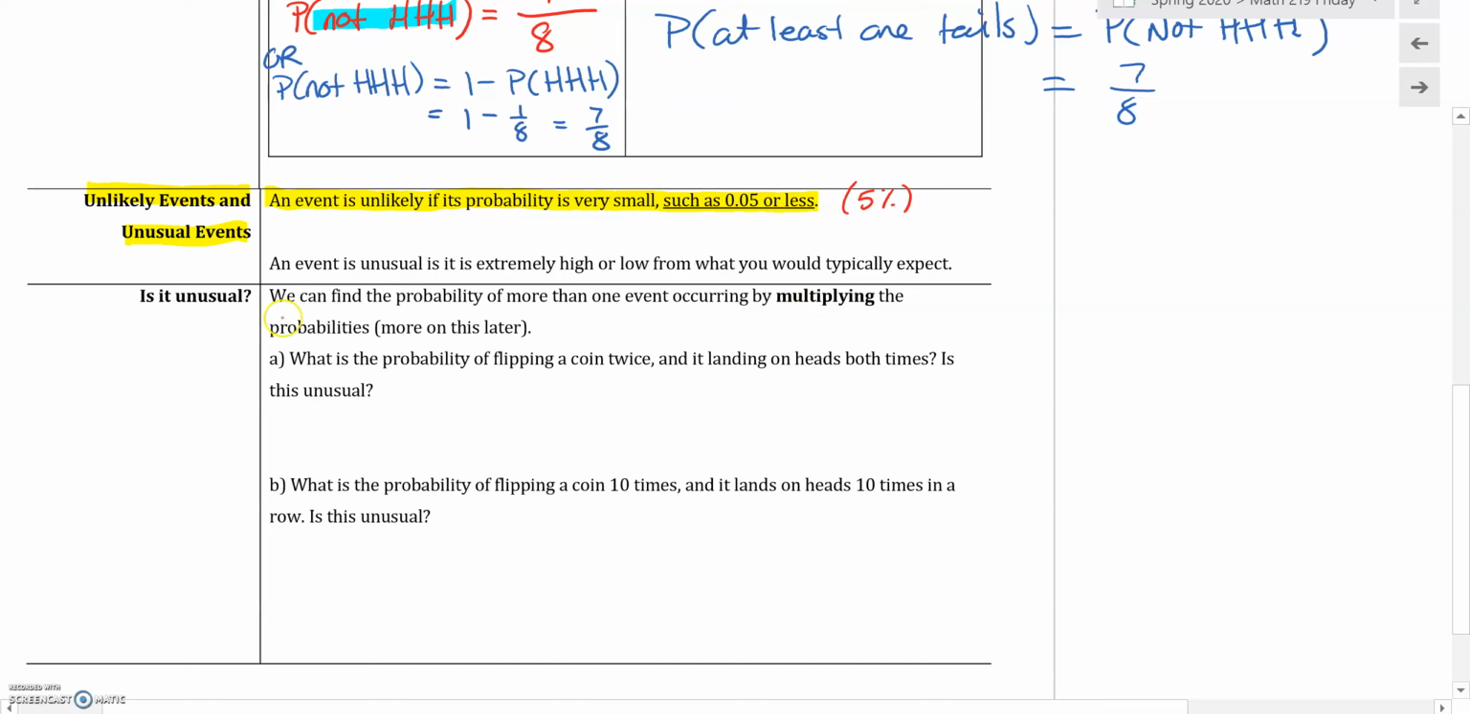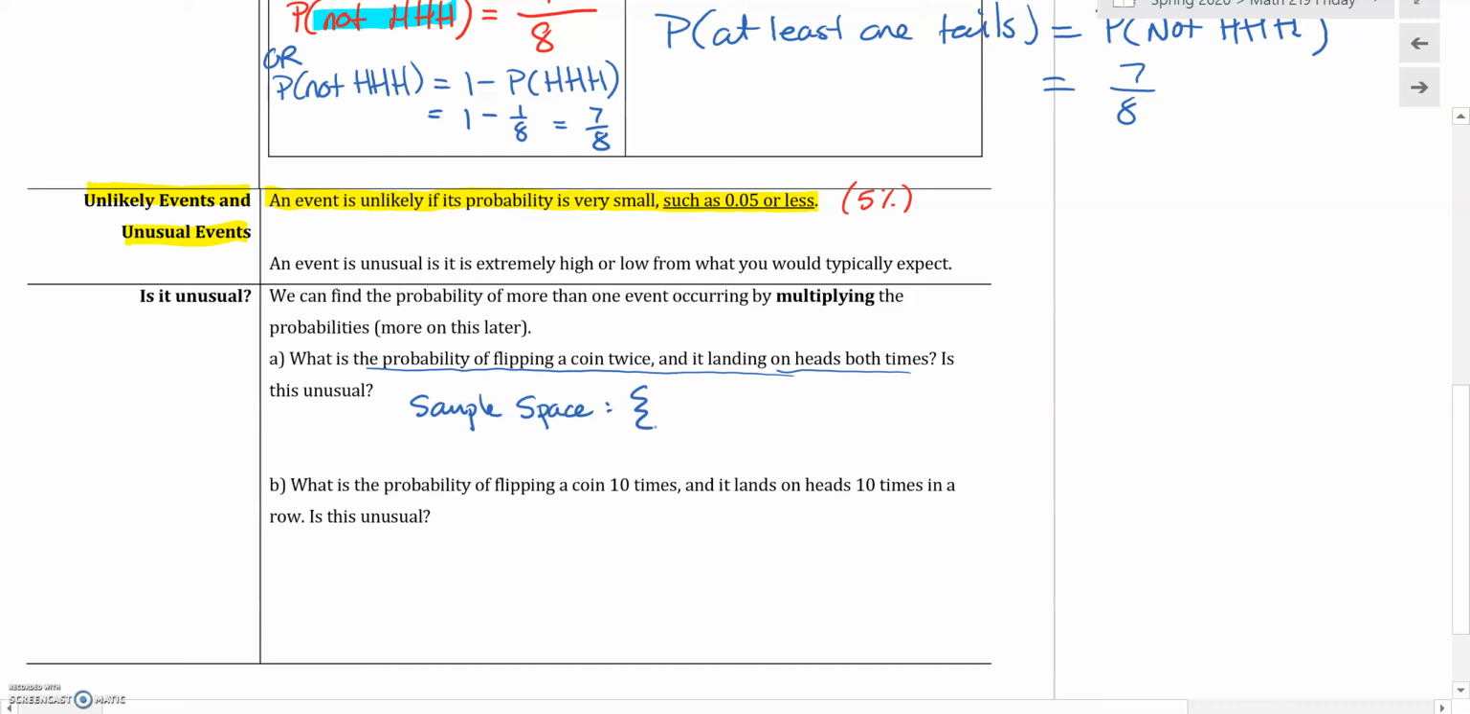So it says we can find the probability of more than one event occurring by multiplying the probabilities, and we will cover that more in depth later. We'll see why this is needed in just a second. So it says, what's the probability of flipping a coin twice and it landing on heads both times? And would we consider that unusual? Well, again, the easiest way to calculate probability would be look at its sample space. Okay, so let's think about the sample space for this scenario.